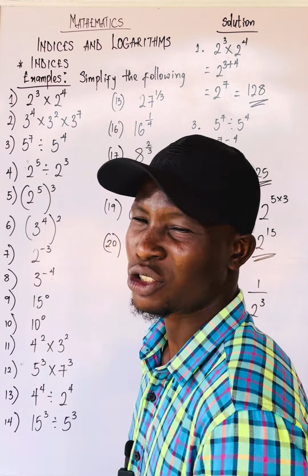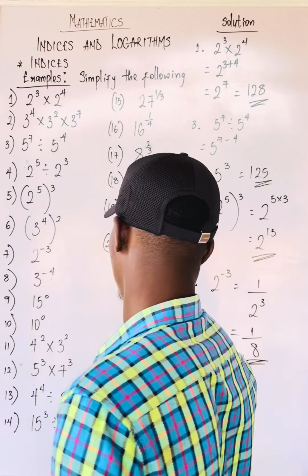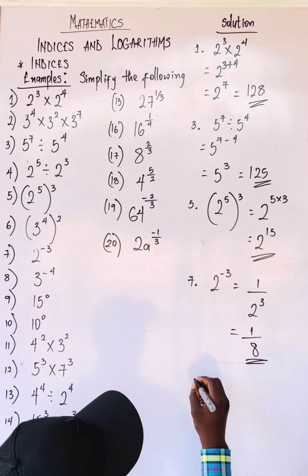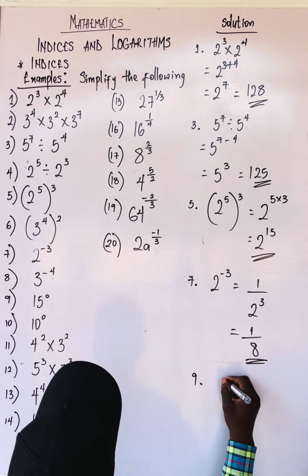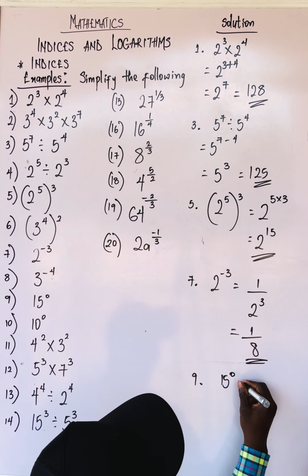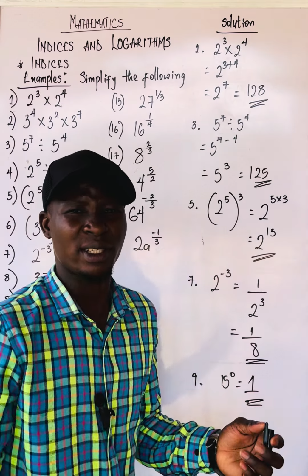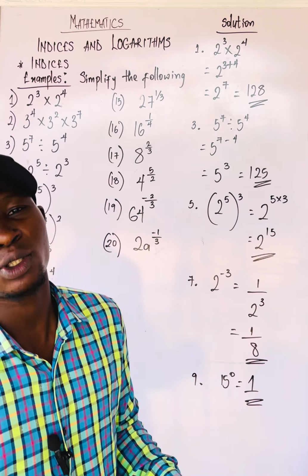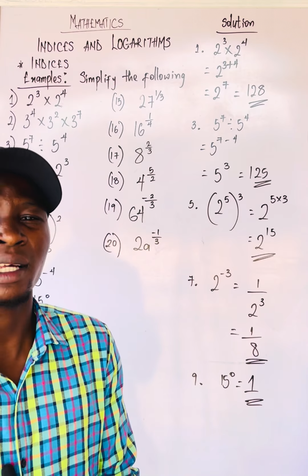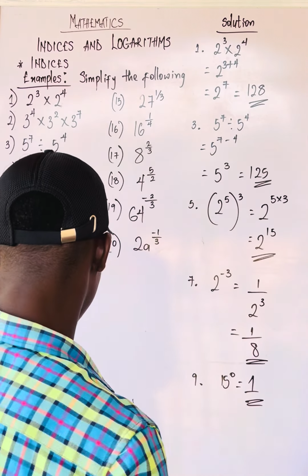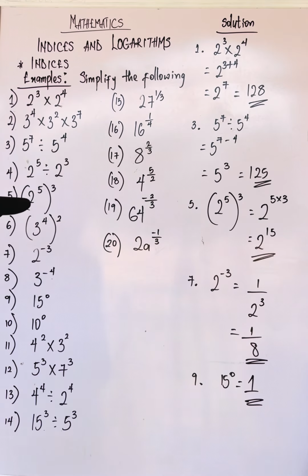Now, question 9 is even very, very simple. Question 9 says 15 to the power of 0. What is the answer? 1. Don't stress yourself. Anything raised to the power of 0 is 1. Now, that is that about that. Let me see if I can solve one more. So, question 10: try and solve question 10 yourself.